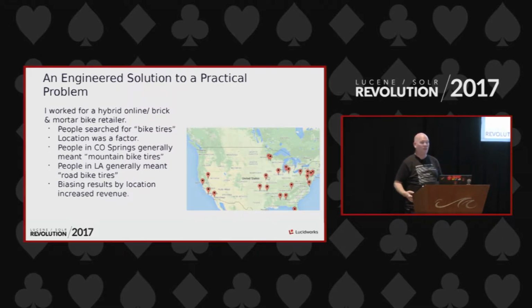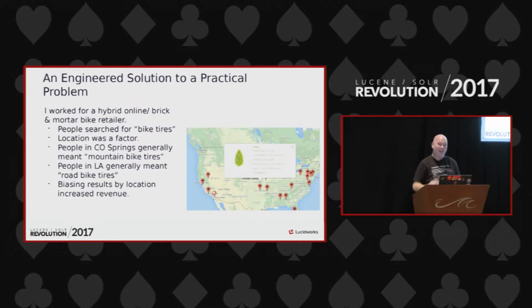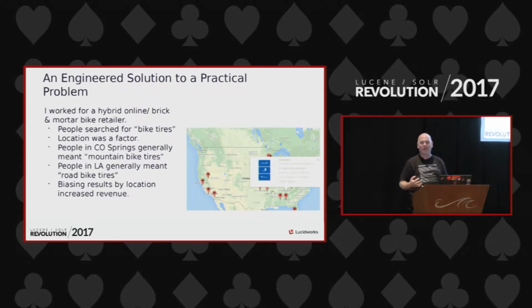So what did we do? We looked at their IP location, and we boosted results for road bike tires in LA, mountain bike tires in Colorado Springs. And then we fed off that data. We found that we actually doubled our conversion rate from search for these queries. People were finding what they're looking for, and people were finding what they're looking for faster. They didn't have to muck around in the website to find what they were looking for because we knew what they were looking for.